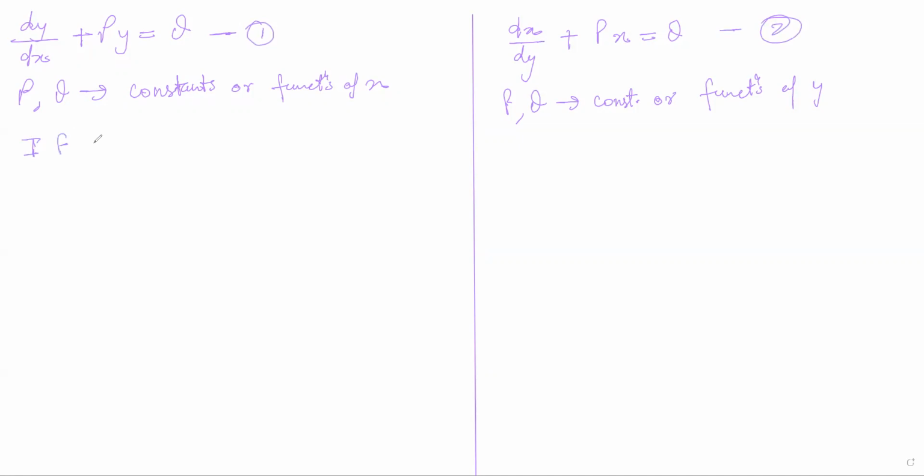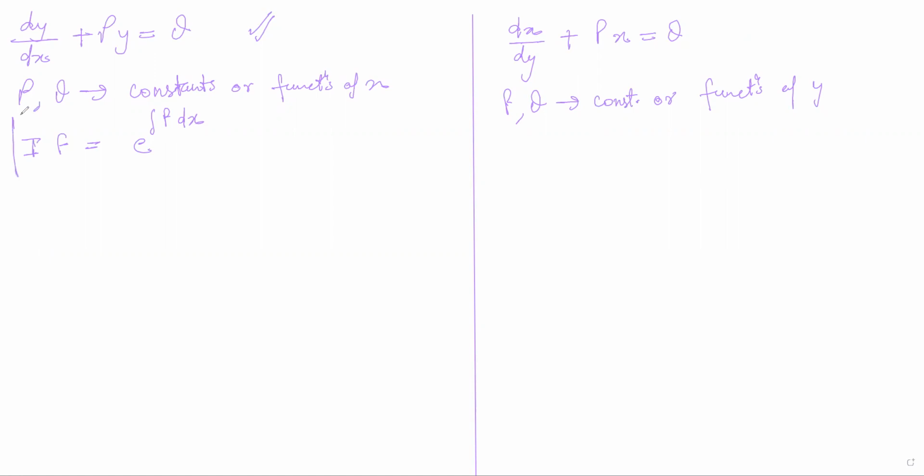Now, what is the integrating factor? In the first case, it will be e to the power integration of p dx, right? Let's not term these as first and second because they are actually the same. The only difference is that in this case, y is the dependent variable and x is the independent variable. Most of the equations will be like this, and some of the equations will be like this. The procedure is the same. The only thing is that you have to interchange y and x, right?